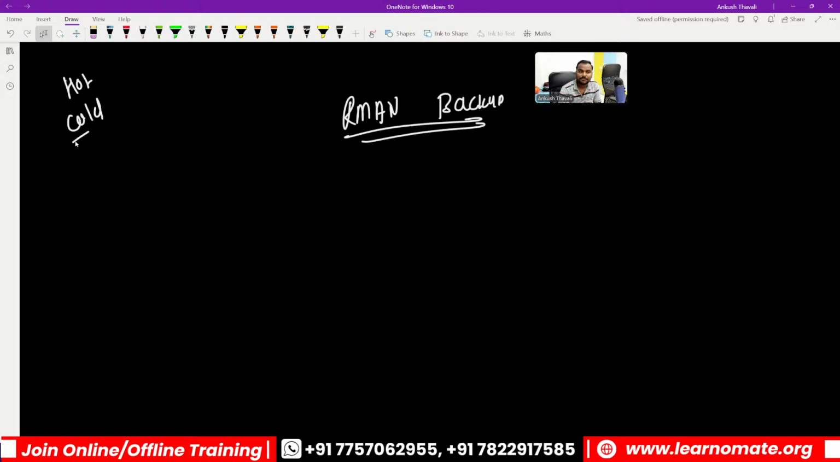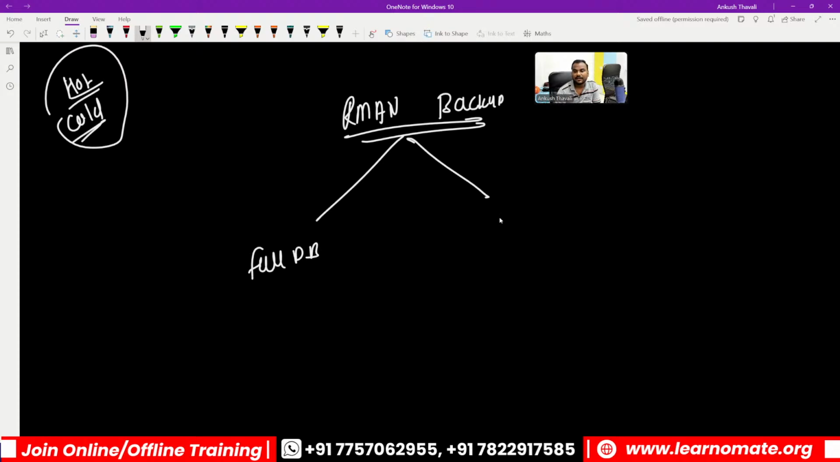Now, coming back to this backup strategy, let's try to understand about the backup. If I take the example of RMAN backup, by using RMAN you can take hot backup also and you can take cold backup also. Remember that. Now in RMAN backup, there are two types of backups you will find. One we call a full database backup, and another type we call an incremental backup.